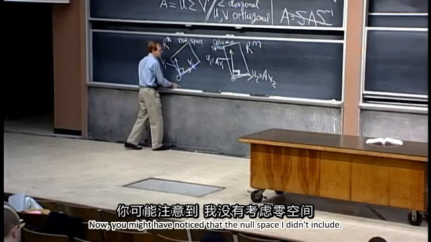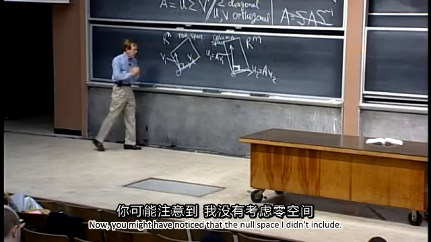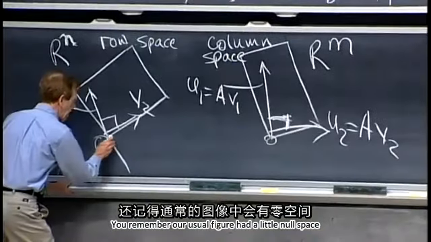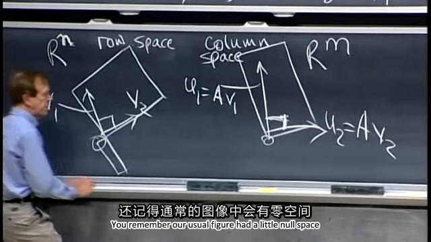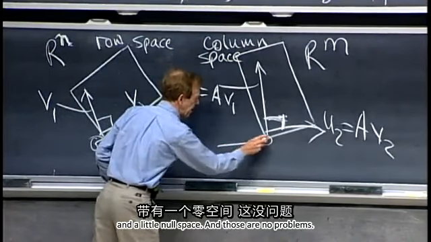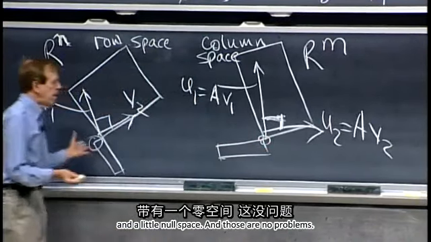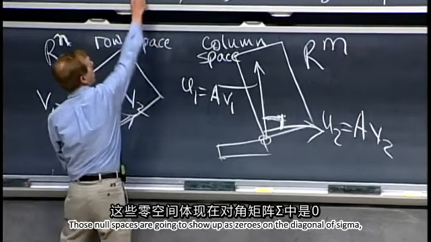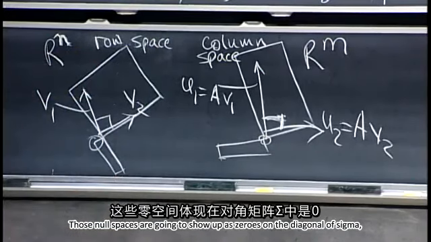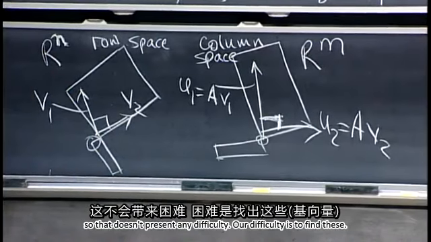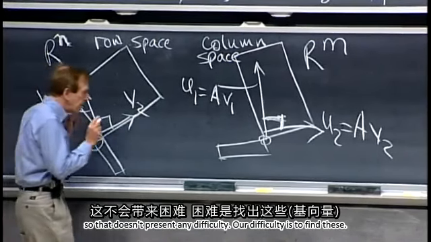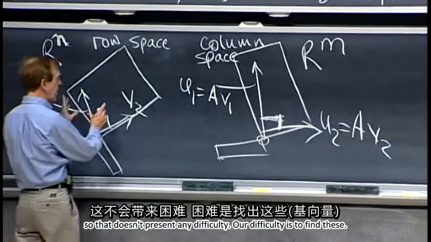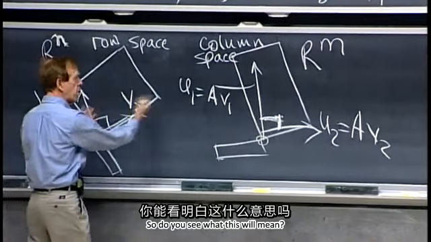Now, you might have noticed that the null space I didn't include. Why don't I stick that in? You remember our usual figure had a little null space and a little null space. And those are no problems. Those null spaces are going to show up as zeros on the diagonal of sigma. So that doesn't present any difficulty. Our difficulty is to find the, so do you see what this will mean?